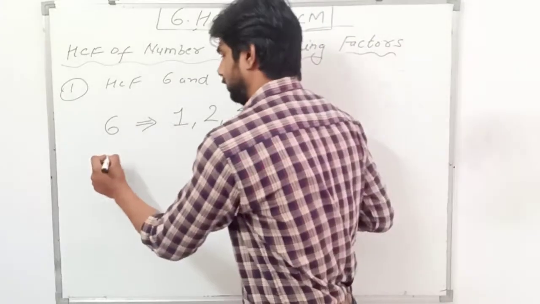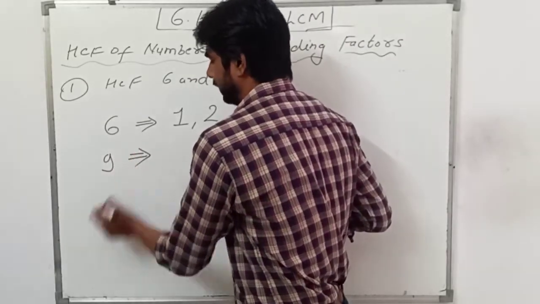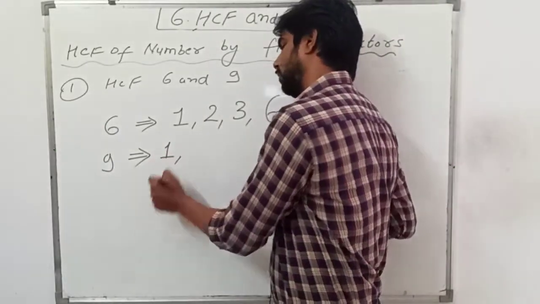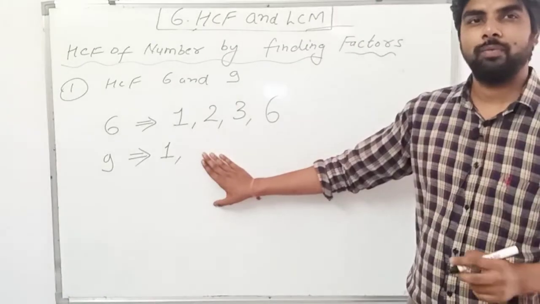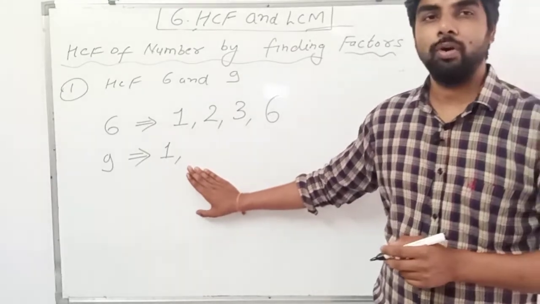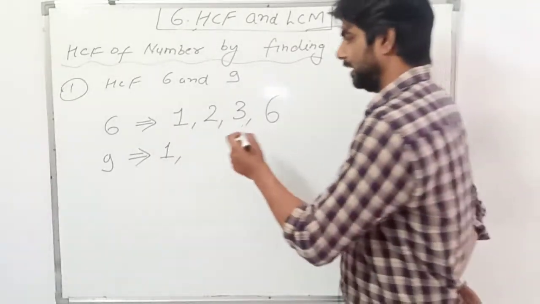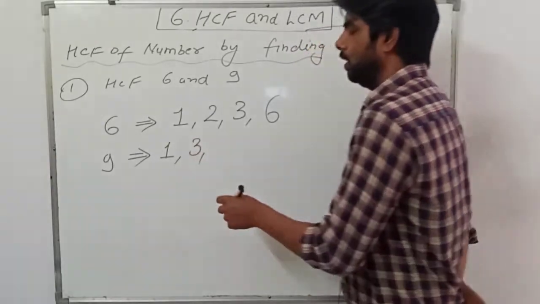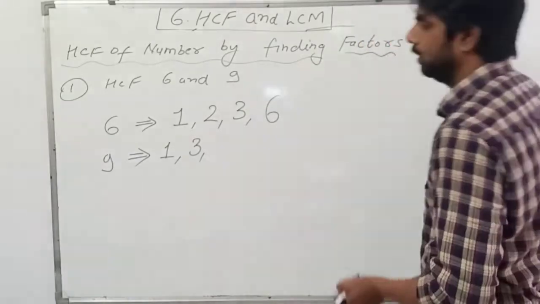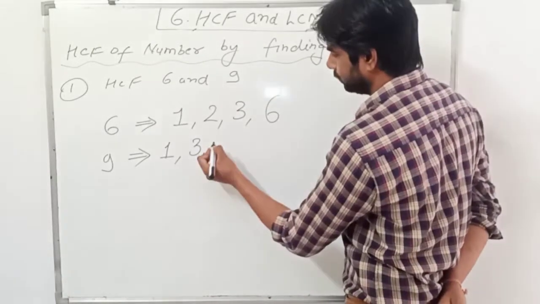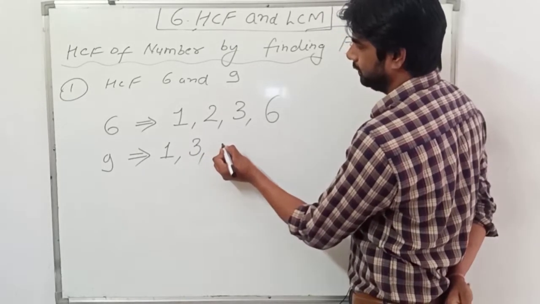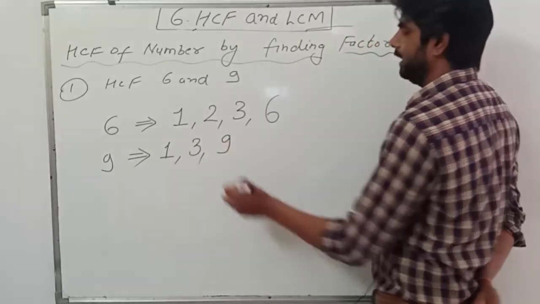Now we will write the factors of 9. So what are the different factors of 9? 1 is always a factor of all numbers. Does 9 come in the table of 2? No, 2 4s are 8 and 2 5s are 10. So 9 doesn't come in the table of 2. 3 3s are 9. So 9 comes in the table of 3. 4 2s are 8. No, 9 doesn't come in the table of 4. 5. No. 6, 7, 8, 9. Okay, 9 comes in the table of 9.